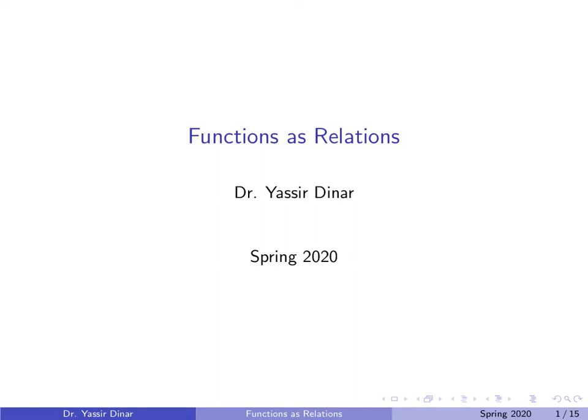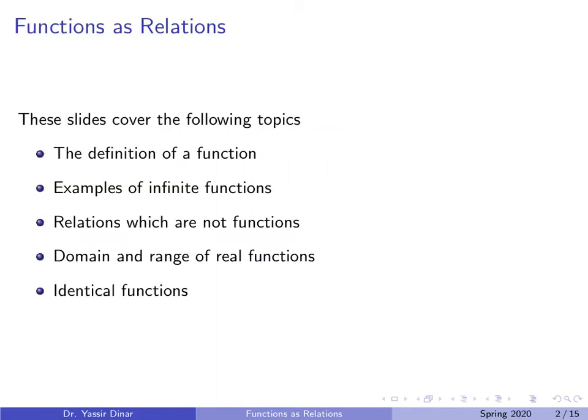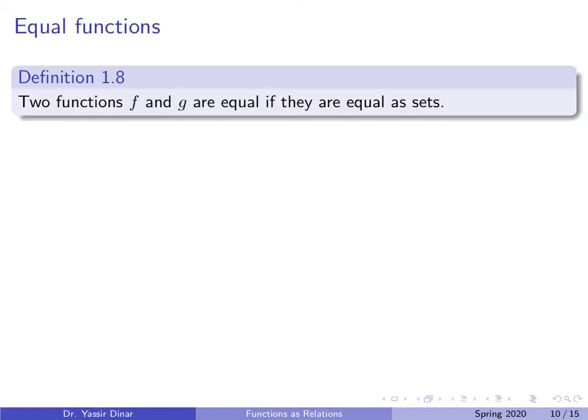Now we are in the fifth video explaining these slides about functions as relations. In this video we explain what we mean by identical functions. We say two functions f and g are equal if they are equal as sets. We know that f and g are relations, so the elements in these relations are pairs. We say that these two functions are equal if the elements inside each of them are the same.